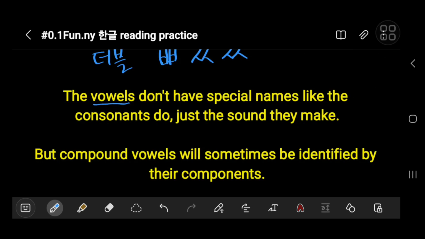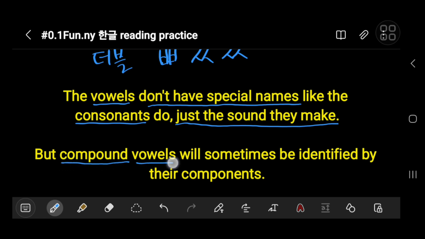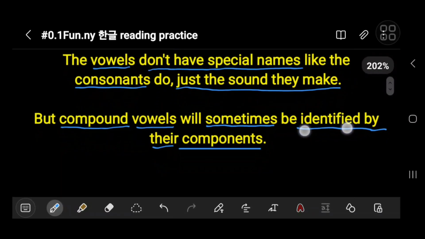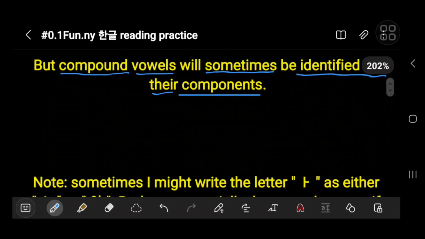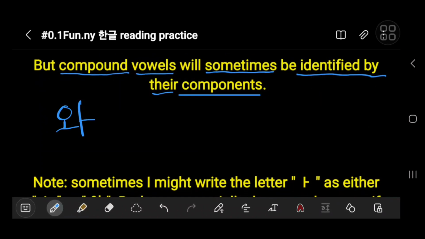Okay, and on to the vowels. So the vowels, they don't really have special names like the consonants do. However, you can just say the sound that they make. There is a little bit of an exception to this because there are compound vowels. Compound vowels are combined vowels, and they will sometimes be identified by their components, the pieces that go into it. So, for example, if you have the wa sound, remember this ieung here doesn't have any sound because it's up top. So we'd say the wa, that would be o, a.